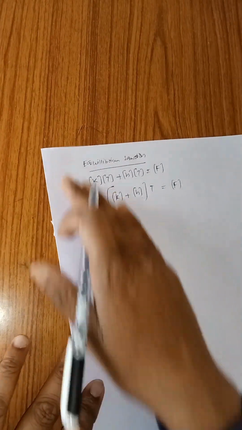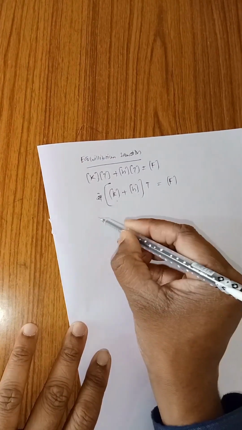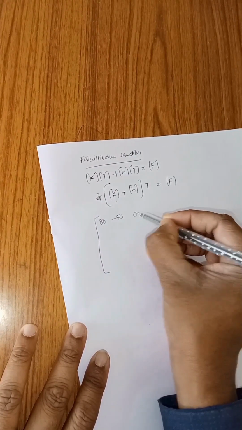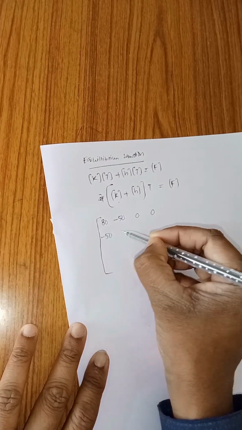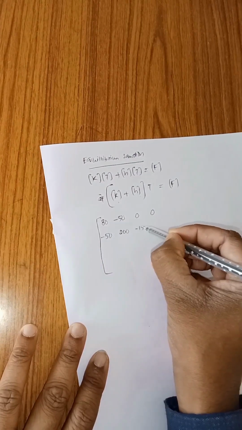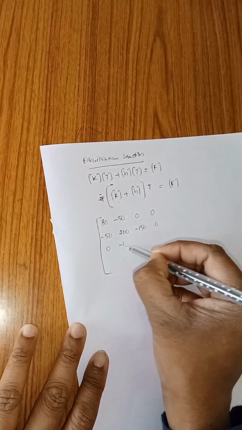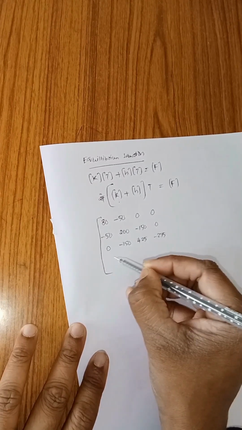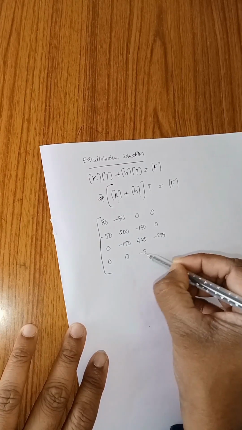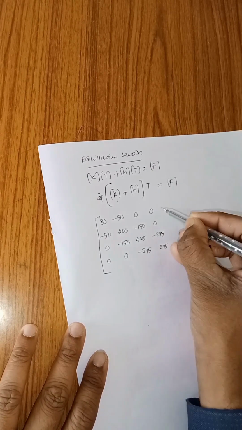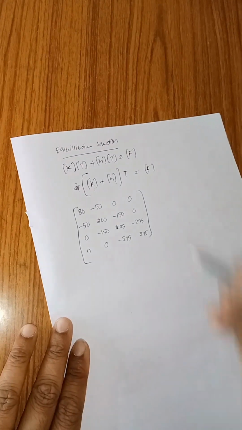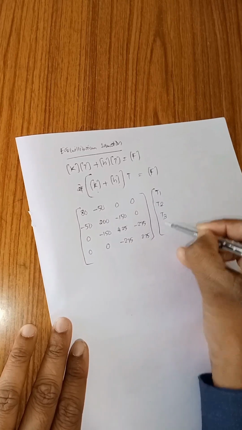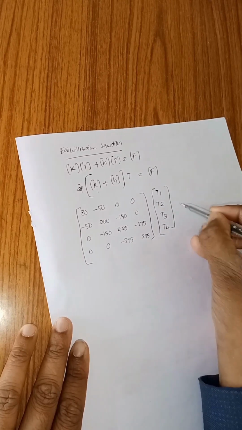So let me try to write that. This K plus H, if I write it, I'm going to get 80, minus 50, 0, 0, minus 50, 200, minus 150, 0, 0, minus 150, 425, minus 275, 0, 0, minus 275, and 275. So this is going to be K. Next, T is going to be T1, T2, T3 and T4. That is going to be equal to F.